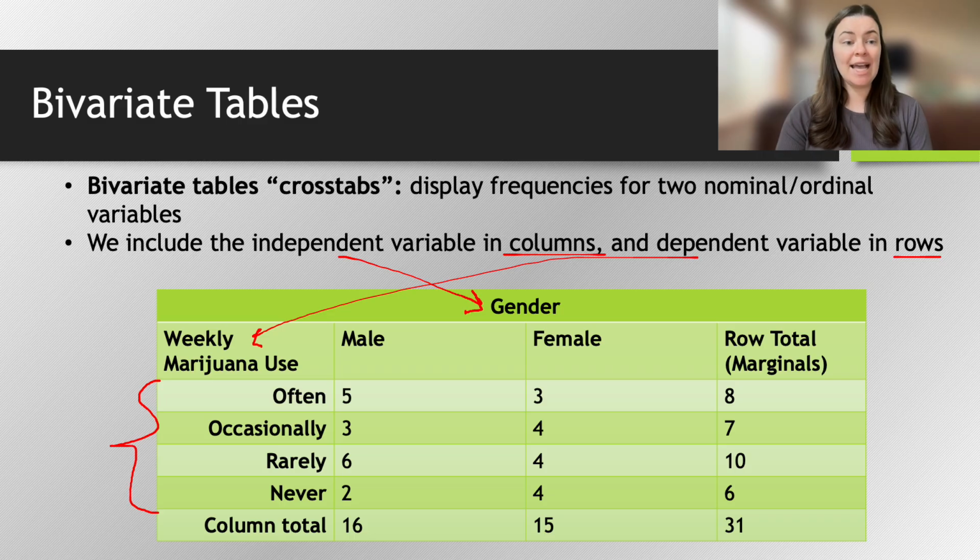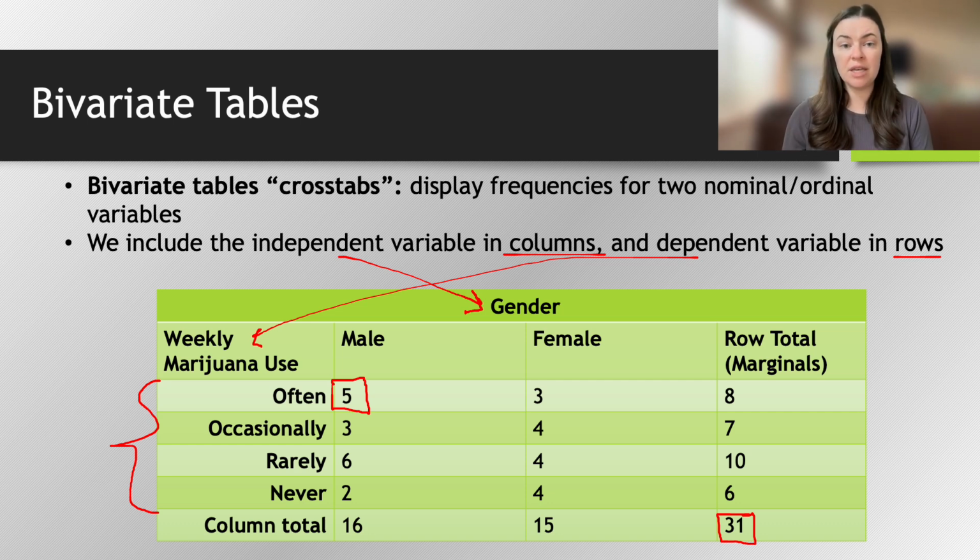And so, again, all that we're doing here is displaying these two different variables, and each respective frequency displays how often a single observation falls into each respective category. And so from this sample of a total of 31 individuals, we know that 5 males reported that they often use marijuana on a weekly basis, and so on and so forth.